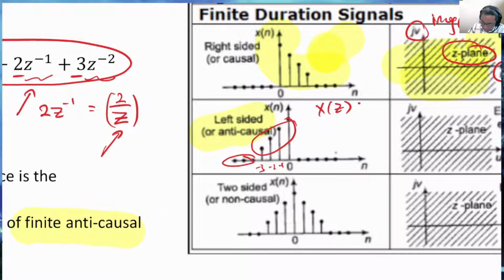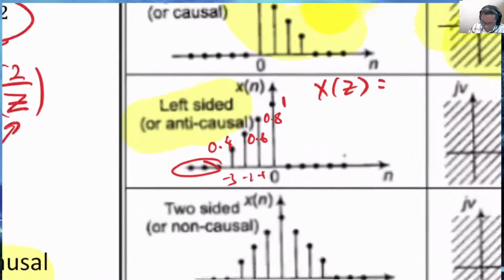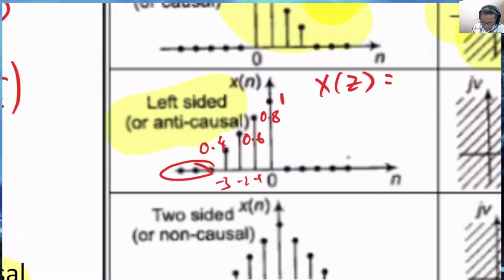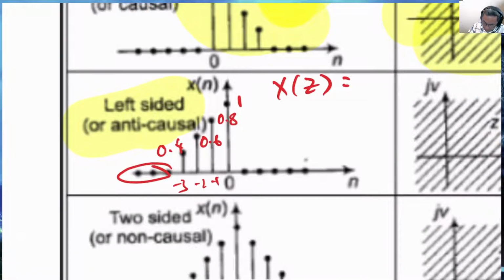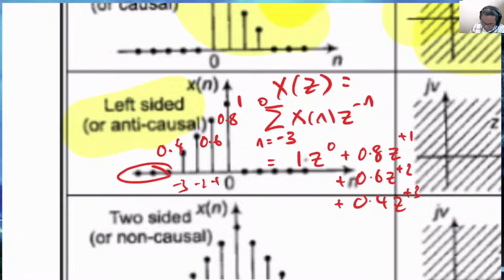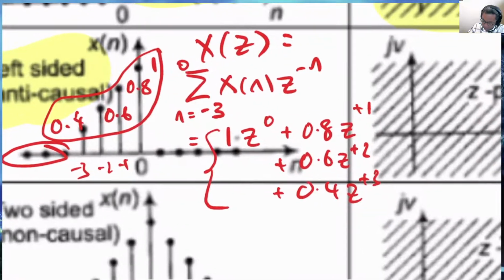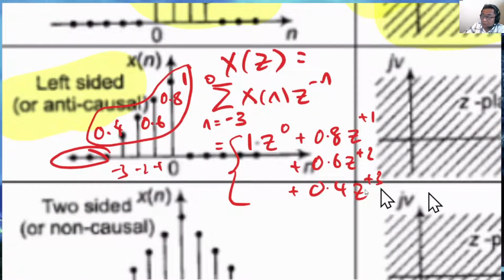X of z is equals to, let the sequence be 1, 0.8, 0.6, and 0.4, followed by the rest 0. So the answer is summation of x of n, z minus n, from n equals to minus 3 to 0. Right, so I write down for this sequence, this is the z transform. So you realize that we now have a finite series, all these terms.